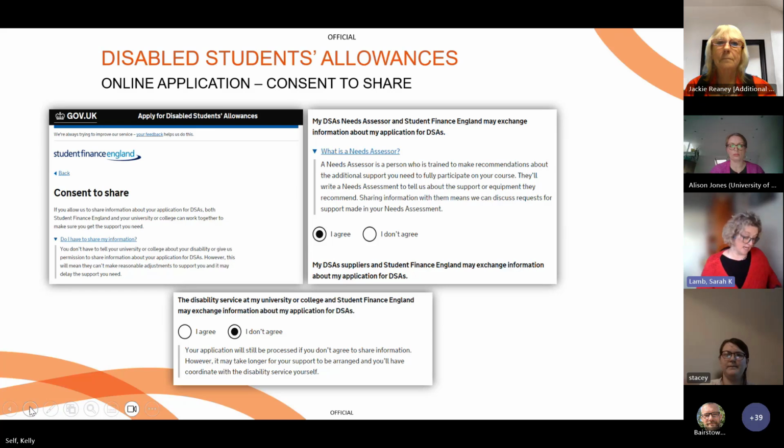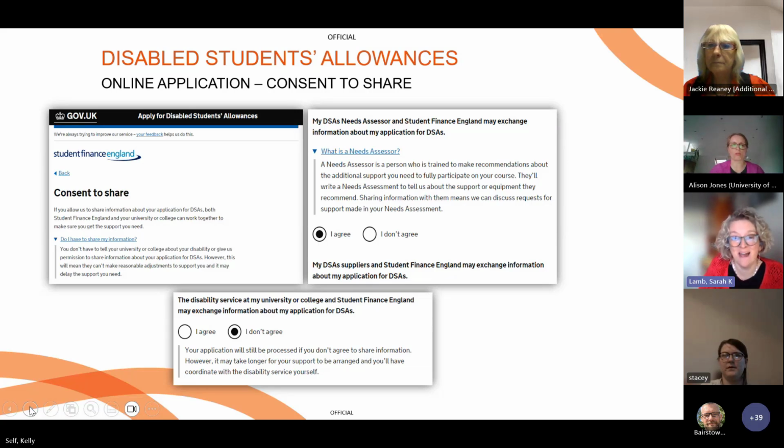And I just want to highlight here that this process is not like the PIP or the DLA process. The assessor is not establishing eligibility. By the time you get to your needs assessment, you already have eligibility. It's just about creating an individual plan for you about what's suitable and what support you need.